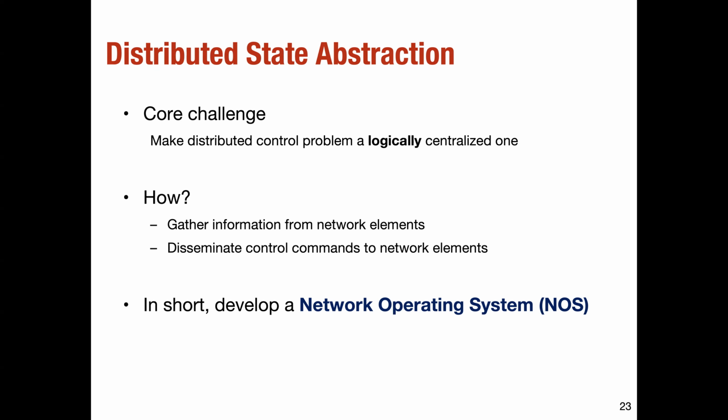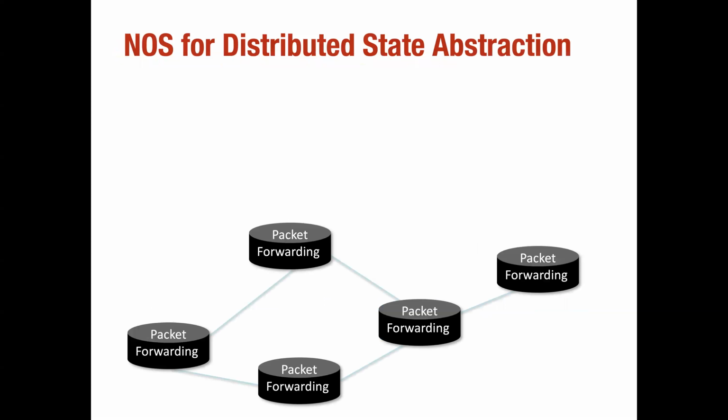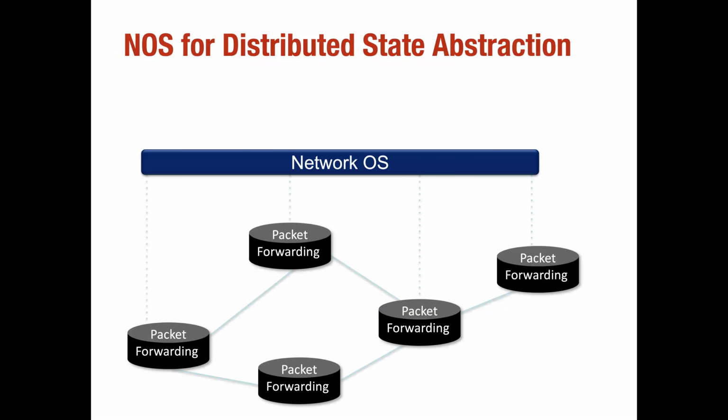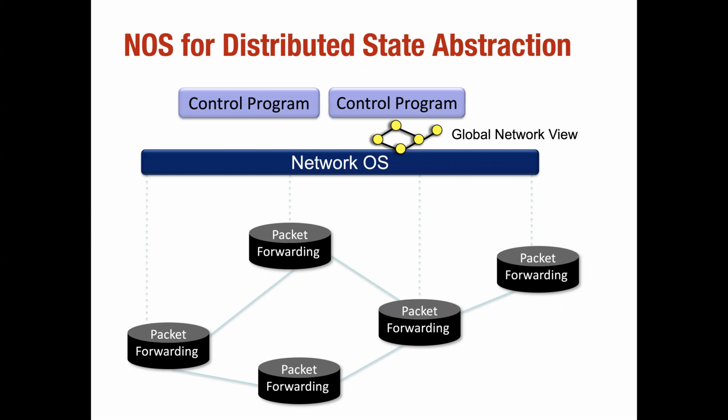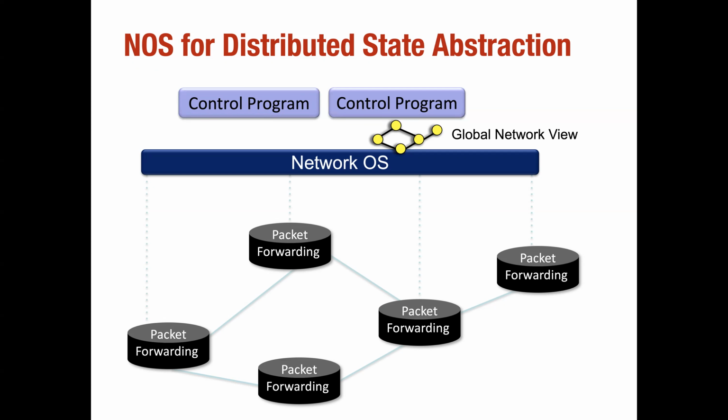So the control program is working on an abstract view, or a logically centralized global view of the network, and it is not worried about the mechanisms, right? The mechanisms are taken care of by a network operating system. So let's try to visualize that a bit more. How can the network operating system provide this distributed state abstraction? We have these forwarding elements, and the network operating system sits at the top of these elements, collects the information from them, creates a global view, and provides that global view to the control program. The control program makes some decisions, and then the network operating system sends them back as commands for these devices, right? So that is the distributed state abstraction.